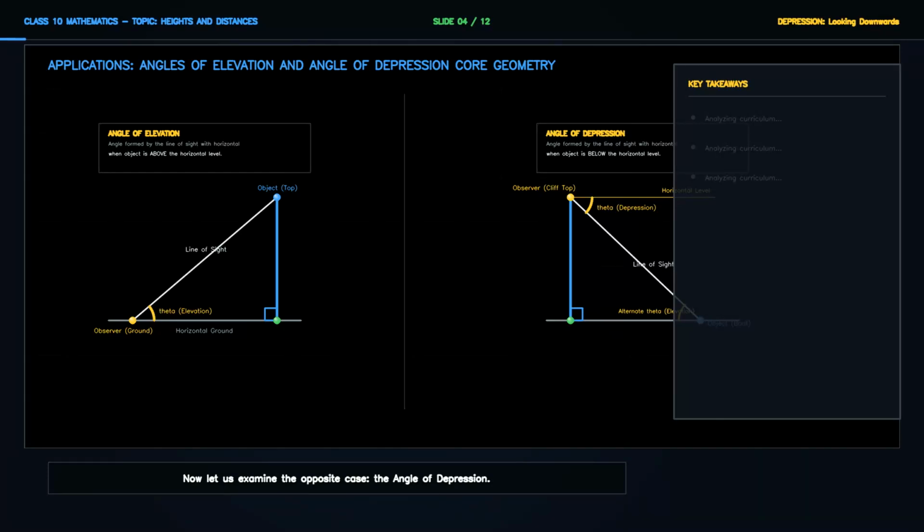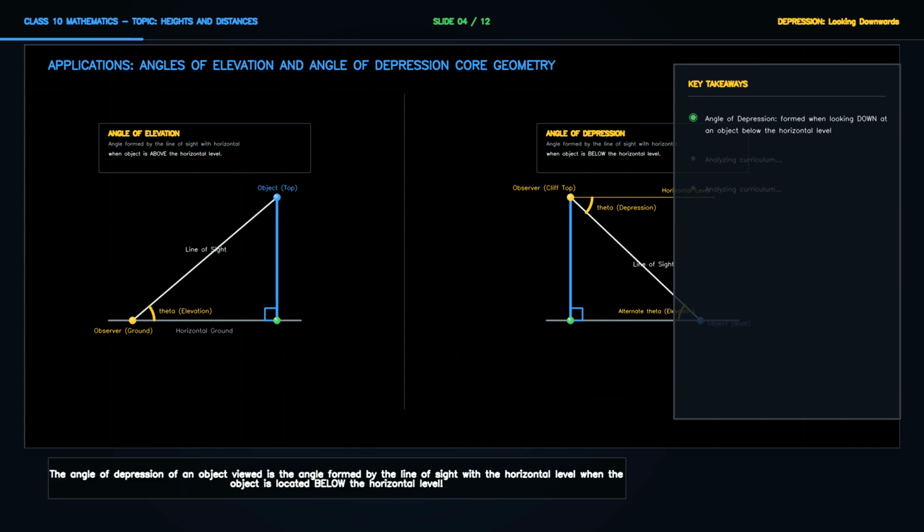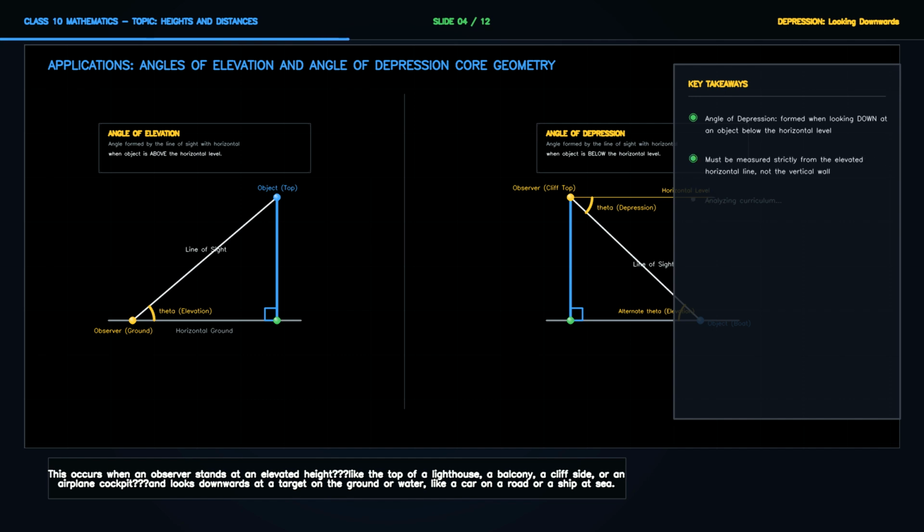Now let us examine the opposite case, the angle of depression. The angle of depression of an object viewed is the angle formed by the line of sight with the horizontal level when the object is located below the horizontal level. This occurs when an observer stands at an elevated height, like the top of a lighthouse, a balcony, a cliffside, or an airplane cockpit, and looks downwards at a target on the ground or water, like a car on a road or a ship at sea.